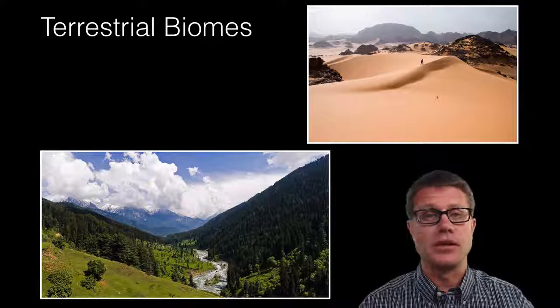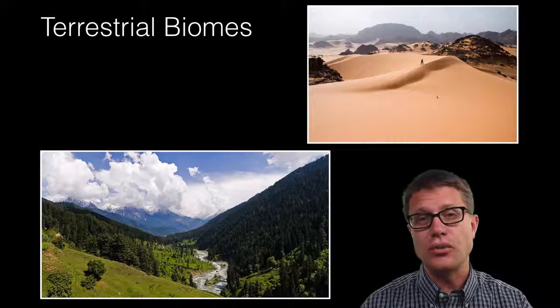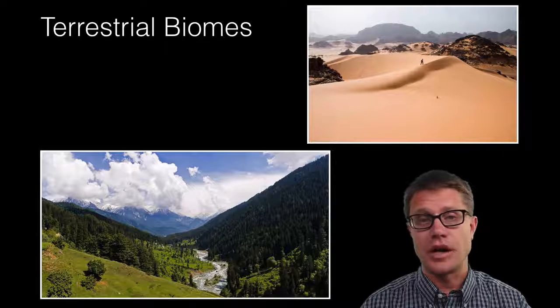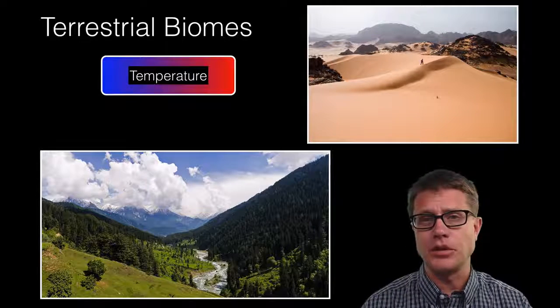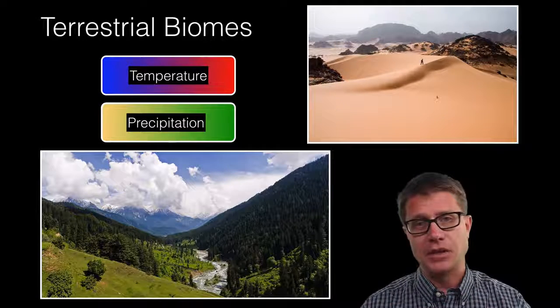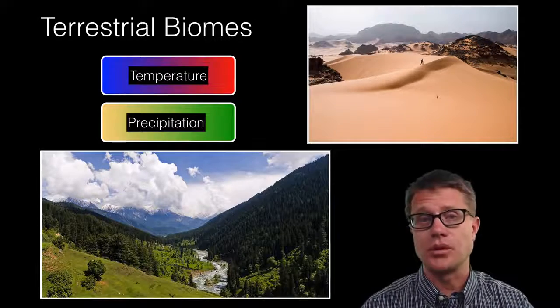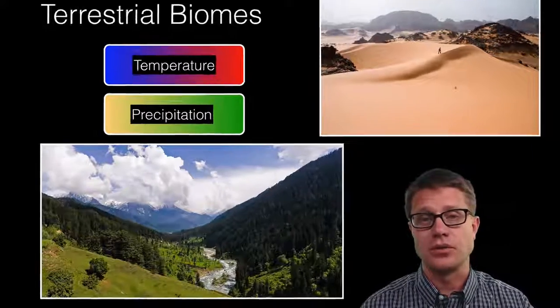A desert could be an example. A boreal forest could be an example. Now, there's really only two properties that determine what biome we're going to have. That's going to be the average temperature and the average precipitation. So you could be given a map and just told what is the average temperature and precipitation. You could make a pretty good guess as to what the biome is going to look like.